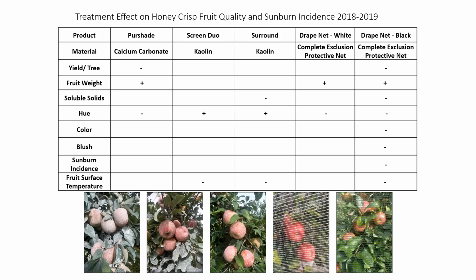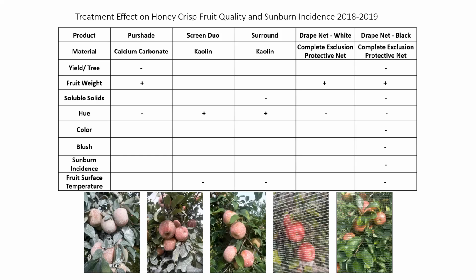Let's just go again from this slide on. The materials that we tested are kaolin and calcium carbonates, and these materials can block direct UV radiation and prevent heating up the fruits. In addition to the spray products, we have tested hail nets of two colors, white and black, and their effectiveness to prevent sunburn damage.